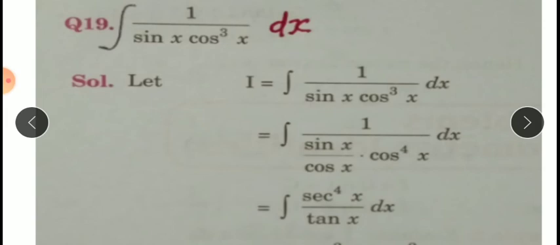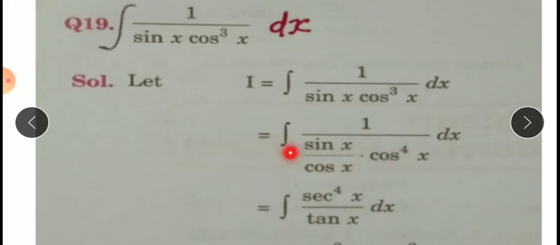Now refer question number 19. Integration 1 upon sin x cos cube x. Let I is equal to integration 1 upon sin x cos cube x. You have to apply your own adjustment, your own thinking, so that we can change the given integral into integrable form. For this purpose, see here in denominator only, multiply the denominator by cos x and divide by cos x.